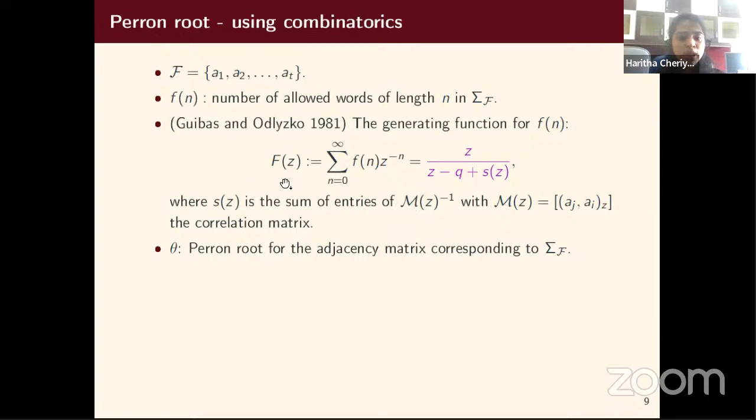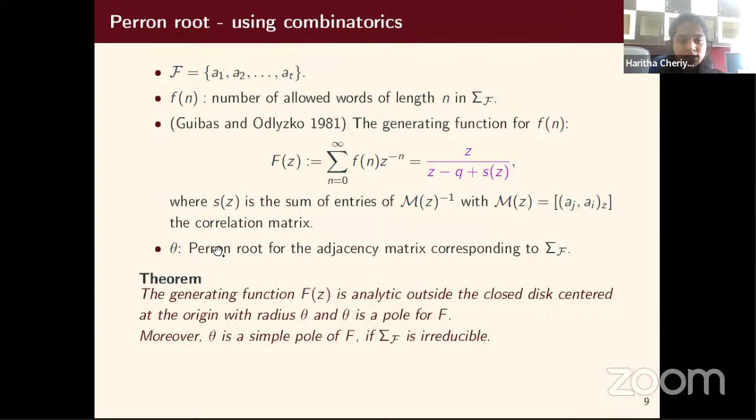Now we have an expression for f of z in terms of the correlation between the forbidden words, and then we prove that this f of z is analytic outside the closed disk centered at the origin with radius theta, and theta is a pole for f, and moreover theta is a simple pole if you assume that sigma f is irreducible. So f has this form, and we prove that theta is a pole for this function, and also it's the largest pole that you can have.